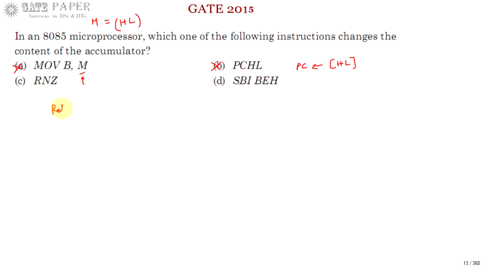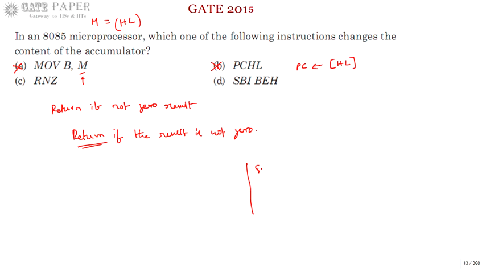RNZ is return if not zero result. That is, if the result is not zero, then return. Return is mainly used whenever the control is in a subroutine. So we are in a subroutine program, and in a subroutine program we can use this one, RNZ. Return if the result is not zero.